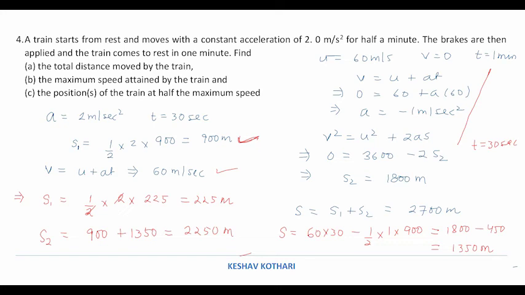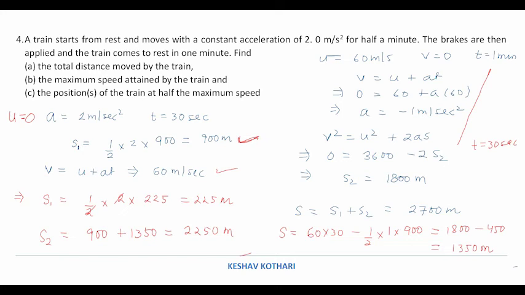So the train is starting from rest. From here, initial speed is 0, and it is accelerating uniformly at 2 meter per second square for 30 seconds or half minute. So in this time, the displacement is half at square. So ut is 0, half at square is 900 meter, and the velocity which it attains is 60 meter per second, which is the maximum speed attained.